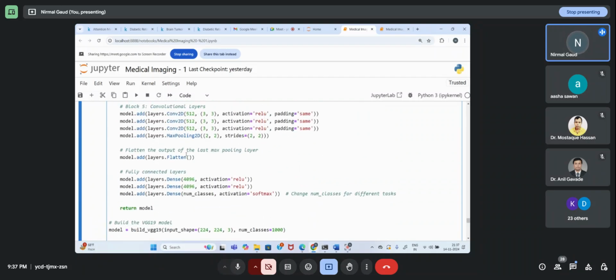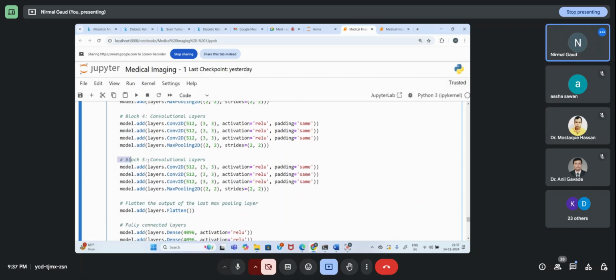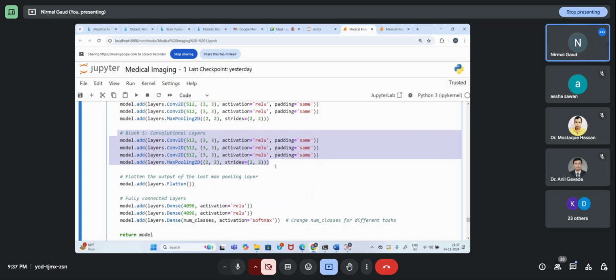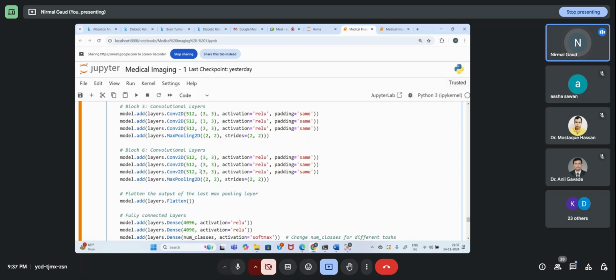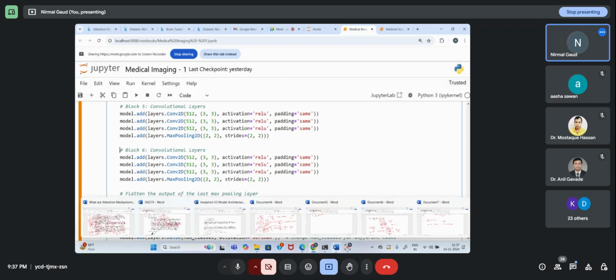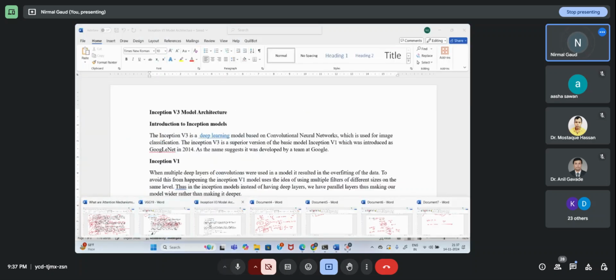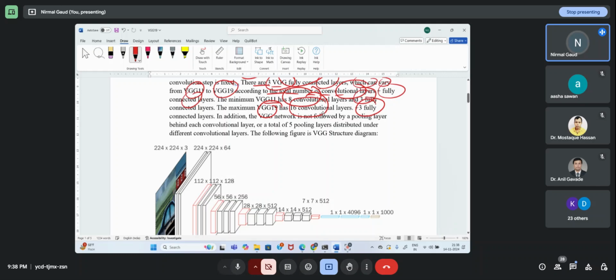This is VGG16. And what I should do is just copy, Control C, and let me do Control V. Here, I added block number 6. Okay, block number 6 I made. So here 3 more came. Okay, so that will be VGG19. We can see here in the document also. Okay, so that's what they are saying, 16 convolution and 3 fully connected.